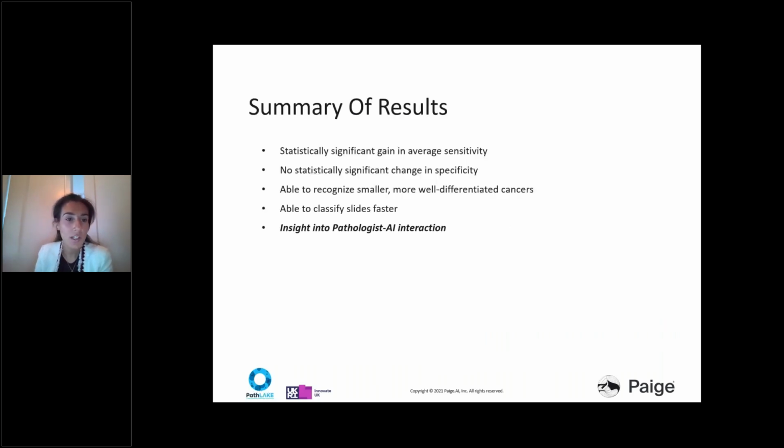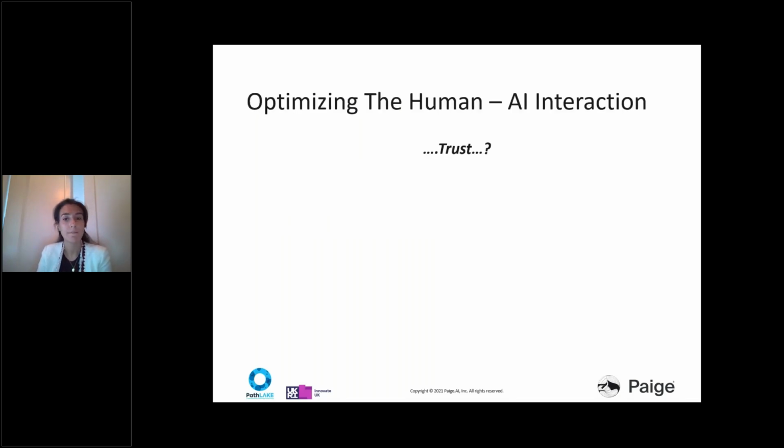So in summary, for this study, we showed that there were statistically significant gains in average sensitivity without statistically significant changes in specificity, important from an efficiency standpoint. Pathologists were able to recognize smaller, more well-differentiated cancers and able to classify slides faster. And there was significant insight into the pathologist-AI interaction. So I want to focus on this human-AI interaction piece and question, how do we optimize it?